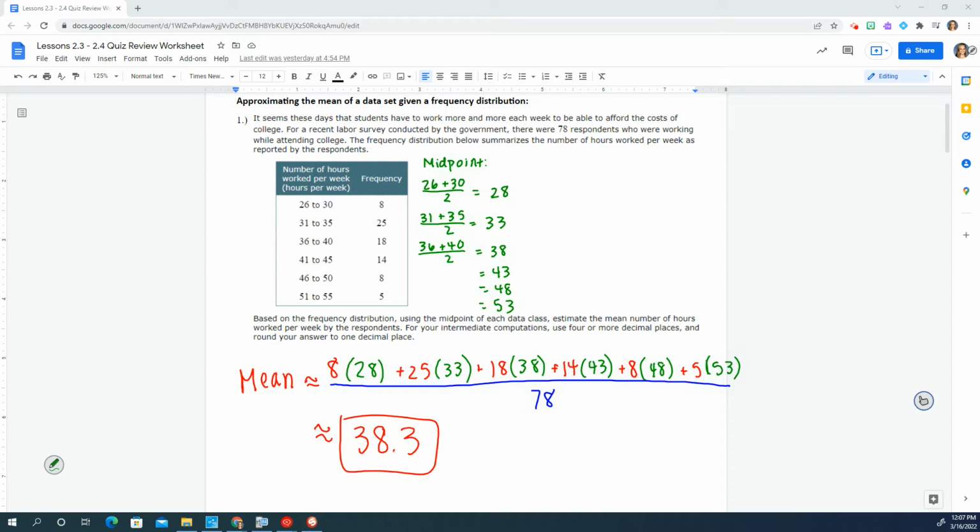Okay. I want to say that half of us missed that problem on the quiz, but I think only half of us got that one right. Questions?